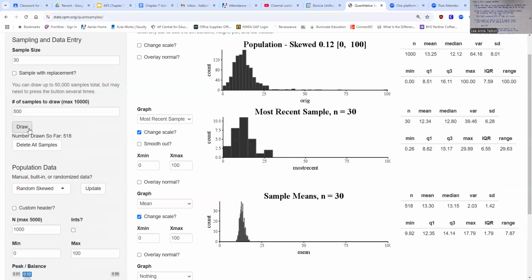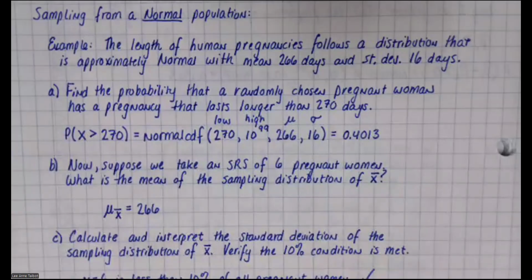Okay, so what is the biggest effect here? What did I have to change to make it normal? Sample size. Sample size does two things for us. It makes it less variable, so it tightens up the data here, and it makes it normal. Okay, so now go to today's.